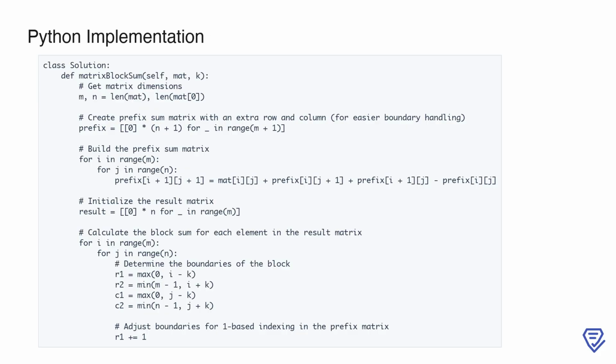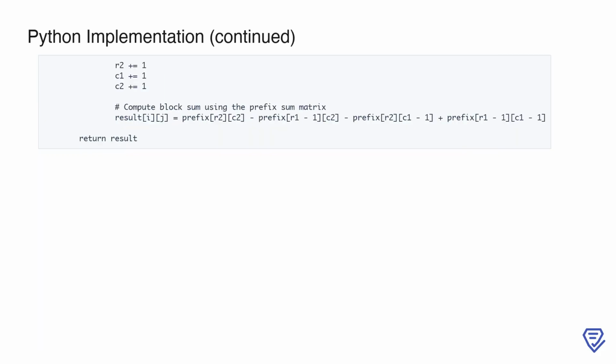The last part of this code snippet outlines a nested loop structure to traverse each element in the matrix. Here, we determine the boundaries of the block for each element, ensuring the indices stay within valid matrix limits using the max and min functions. The block boundaries are then adjusted to align with the one-based indexing used in the prefix matrix. Specifically, we increment each boundary index by 1.